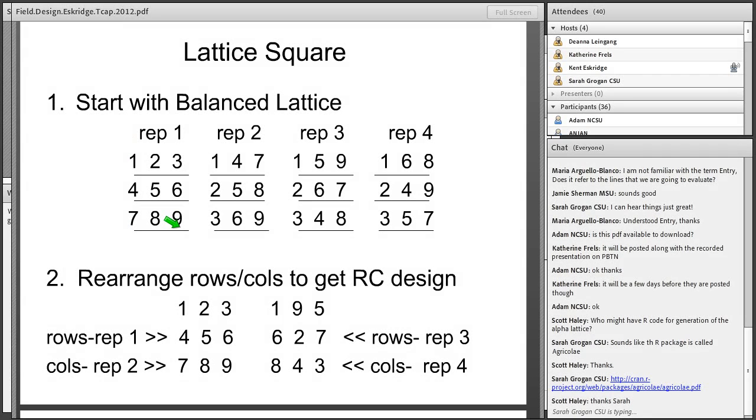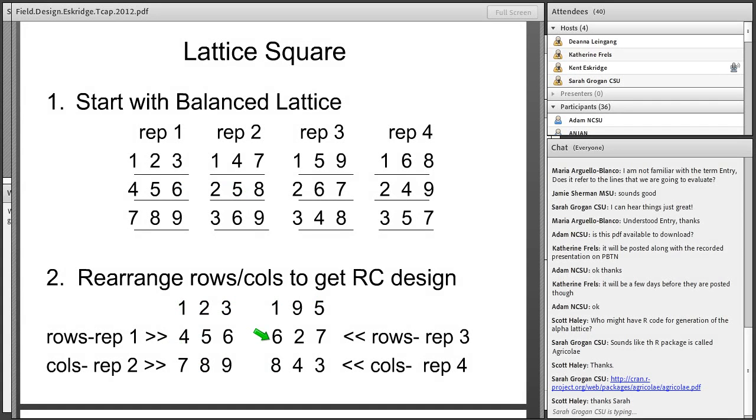If I consider a column to be a block also, notice that after I arrange the rows, the first column has 1, 4, and 7, which is exactly the same as the first row in the second rep. And notice that the second column of the first rep of the balanced lattice is 2, 5, and 8, the same exact treatments that I have in a row in the balanced lattice. So using a balanced lattice, I can generate a lattice square. And it has this very nice property: notice that treatment 1 is with treatments 2, 3, 9, and 5 in a row, and it's also with 4, 7, 6, and 8 in the column.